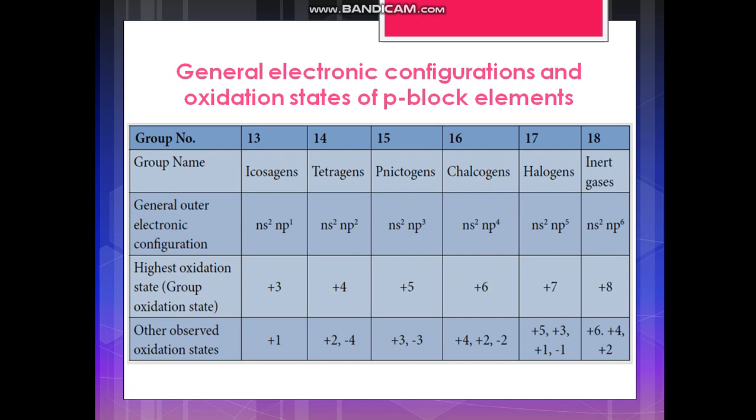And the 18th group elements are called inert gases, otherwise called noble gases, which are helium, neon, argon, krypton, xenon and radon. The general electronic configuration is ns2 np6, which is a completely filled orbital. That is why they are inert in nature. They do not have the tendency to gain or lose electrons, as they have a completely filled octet configuration. The highest oxidation state is +8, and other observed oxidation states are +6, +4, +2.